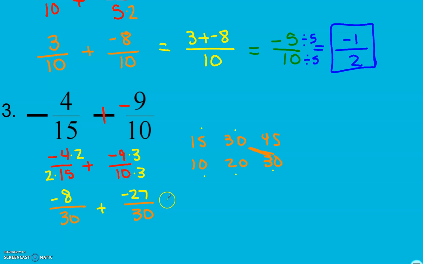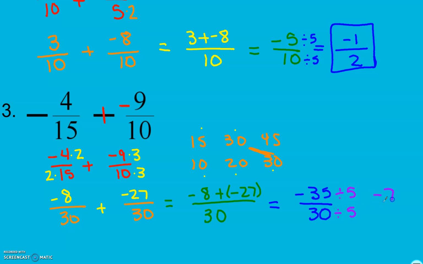Now, we have common denominators, so I can keep my denominator, perform the operation on my numerator. So I'm going to take negative 8 plus negative 27. Same sign, so I add them up and keep it over my denominator. Here I'm going to reduce if I can. 35 and 30 are both divisible by 5. So I end up with negative 7 over 6.